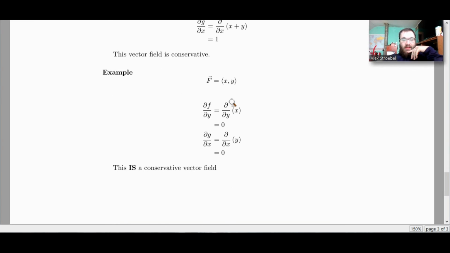Here is one that's just xy. If you take the derivative of x with respect to y, you get 0. If you take the derivative of y with respect to x, you get 0. So this is conservative. Notice you're just taking the first one, so you're just crisscrossing the variables.